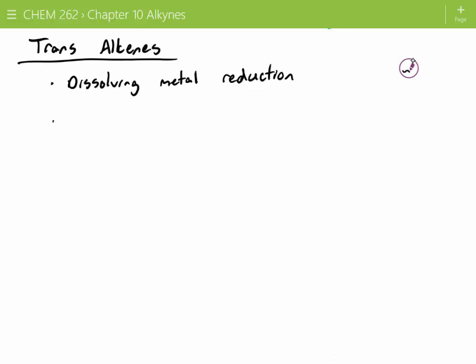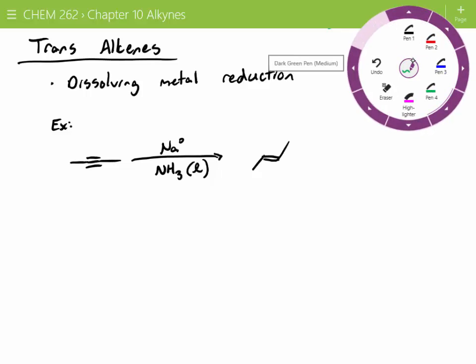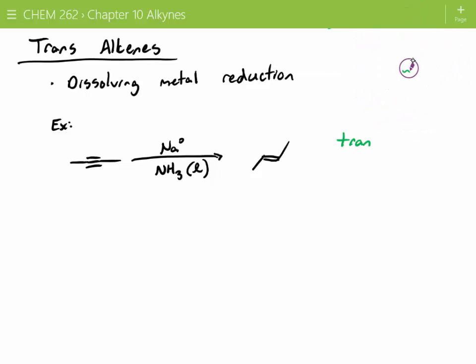So if we look at this, what we do is we can take our alkyne, we throw in sodium metal. So in order to specify that it's the metal, I normally put a 0 in the top corner. Your book sometimes does that, sometimes doesn't. And then they run this reaction in liquid ammonia that helps dissolve that metal. When you do this, you can actually get your trans alkene.